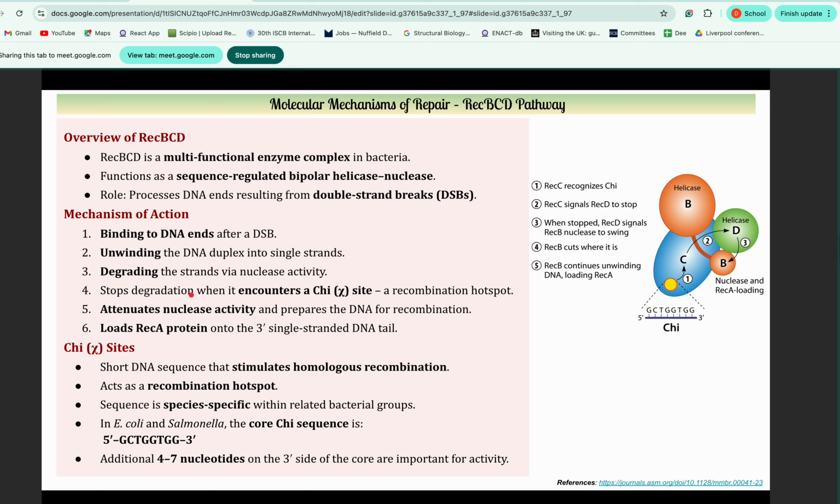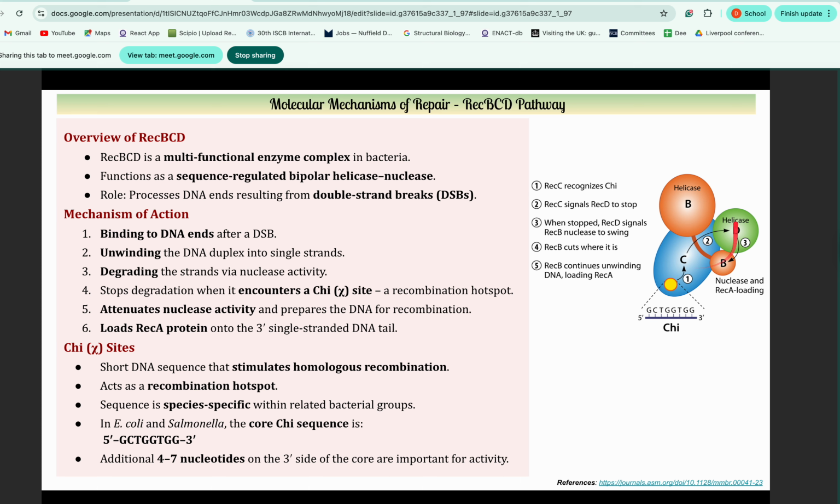Now degradation will stop when the chi site is reached, which acts as a recombination hotspot. This chi site is also known as a recombination hotspot because this is the site where recombination more likely takes place. The frequency of recombination is high.